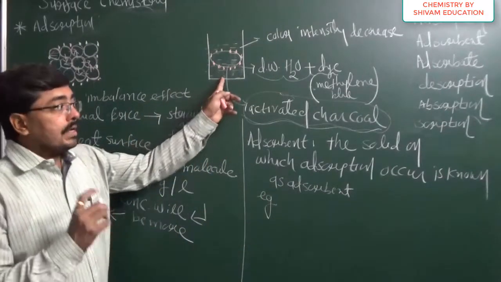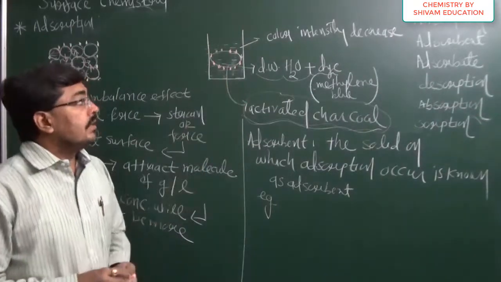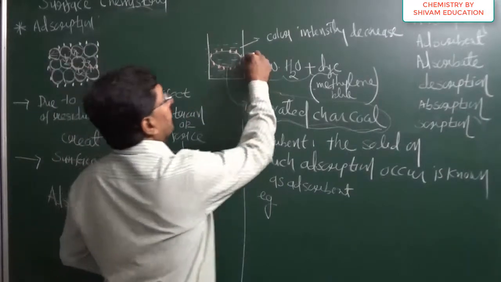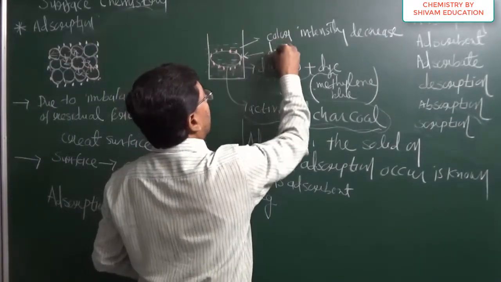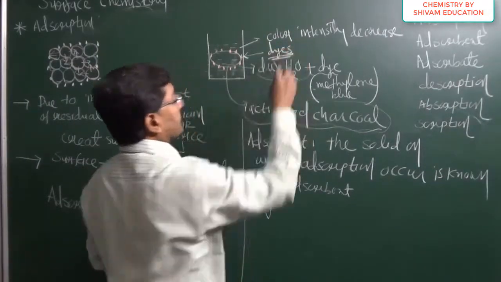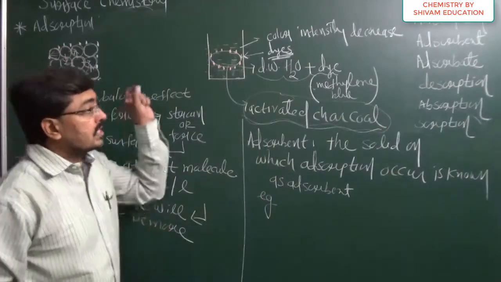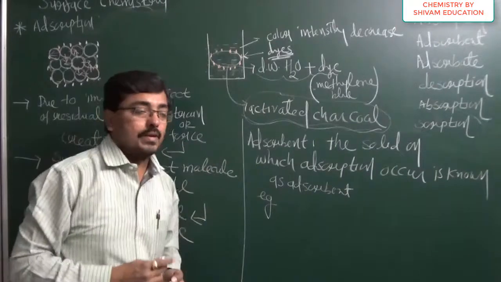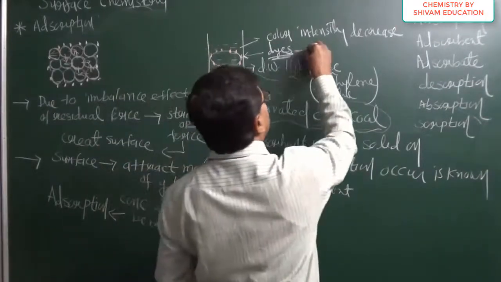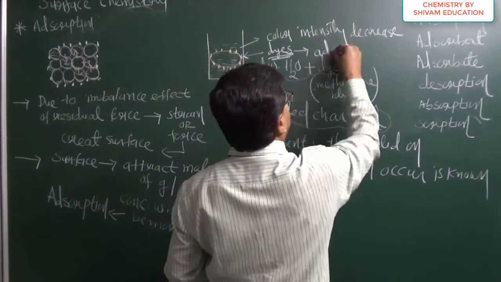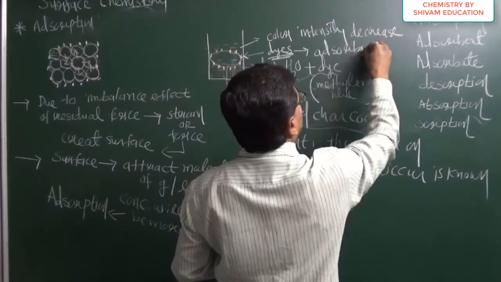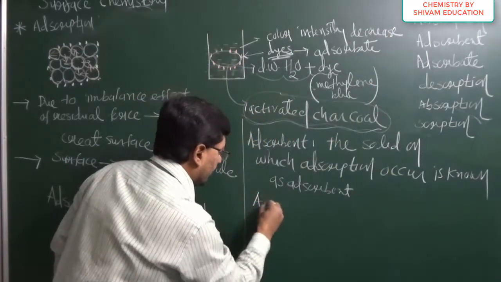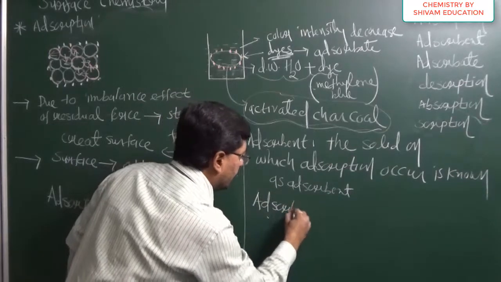Now another word, adsorbate. Here these dye molecules, these are the dye molecules. We can say that this dye molecule adsorbs on the surface. So this dye molecule of methylene blue which is present on the surface is considered as an adsorbate. So what is the adsorbate? The molecule which undergoes adsorption. We can define this adsorbate in this way.